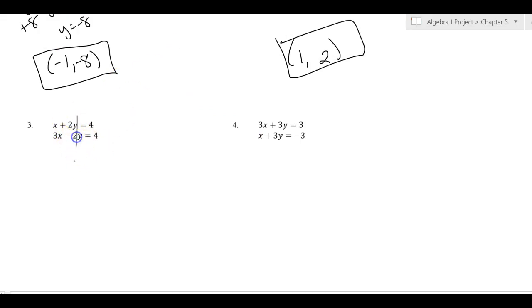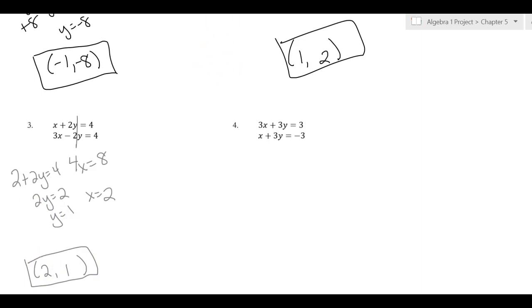Okay, so you should have crossed off the y's, and you get 4x is equal to 8, so x is 2. And it doesn't matter which of these you plug it into. I usually don't plug into one with a negative because then I have to do more negative stuff. I'm going to plug it into the first one. So it'll be 2 plus 2y is 4, minus 2 on both sides, so 2y is 2, so y is 1. And that's it.